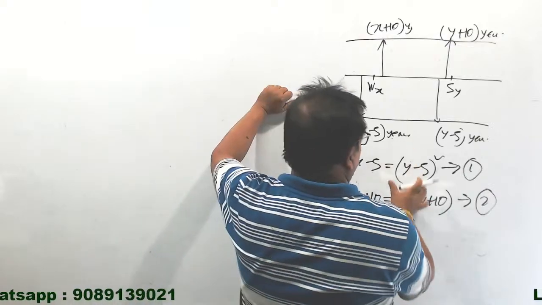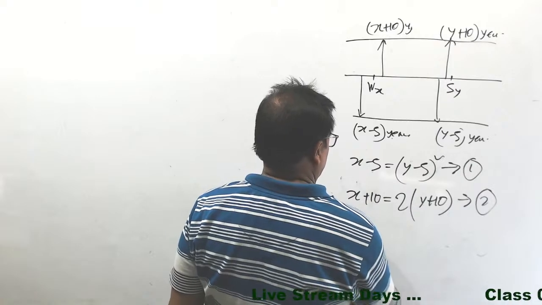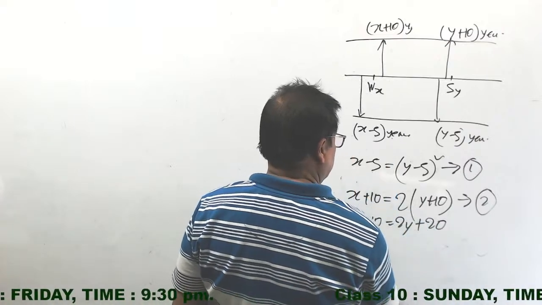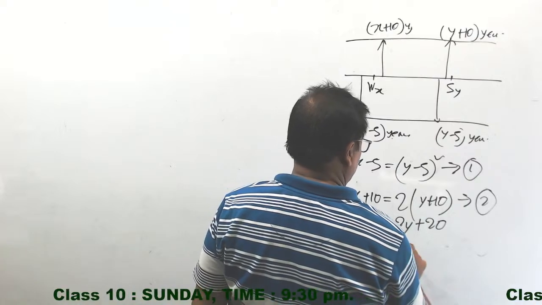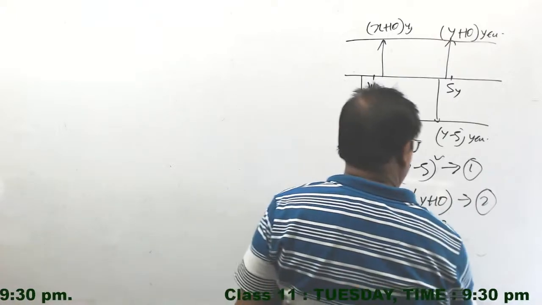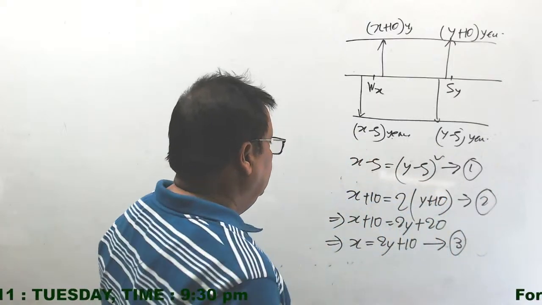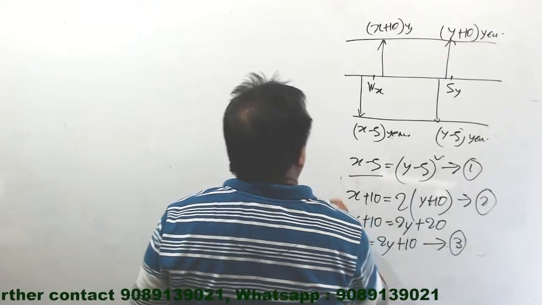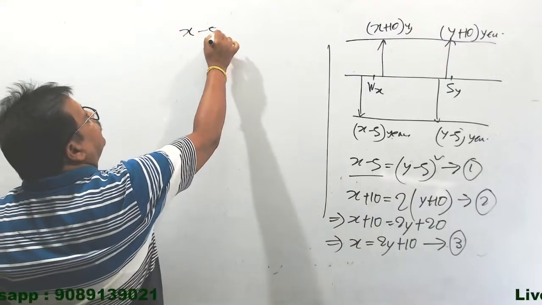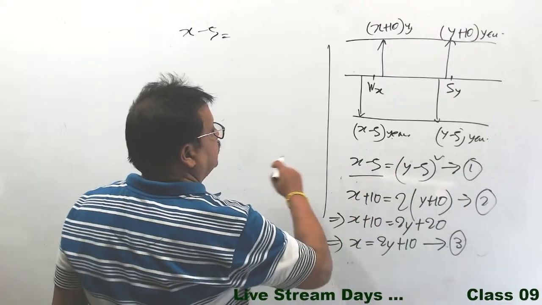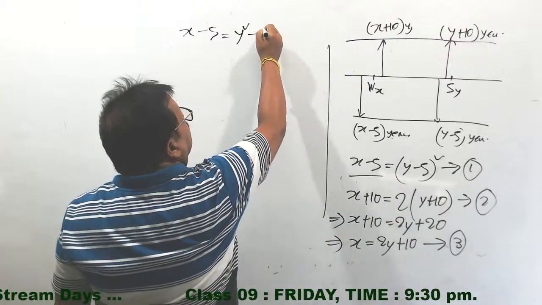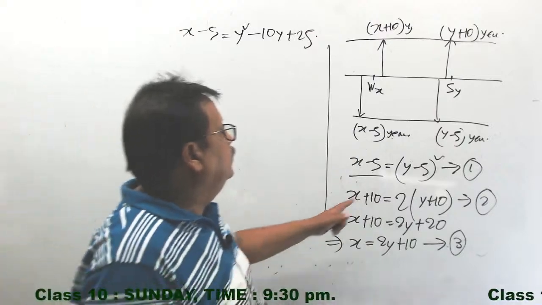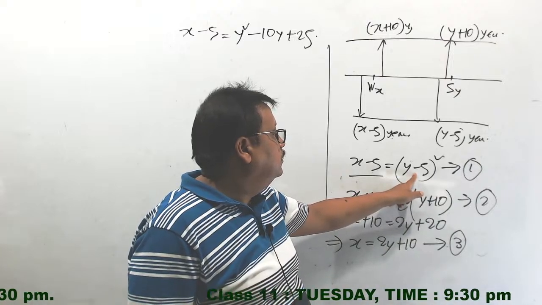Now, you have to solve these both. This implies what? x plus 10 is equal to 2y plus 20. This implies what? x is equal to 2y plus 10. Is it? Give it number 3. Now, put the value of x in terms of y in equation number 1. Now we are getting x minus 5 is equal to, first you simplify, y square minus 10y plus 25. Is it? y square minus 10y, twice ab plus b square. Okay.